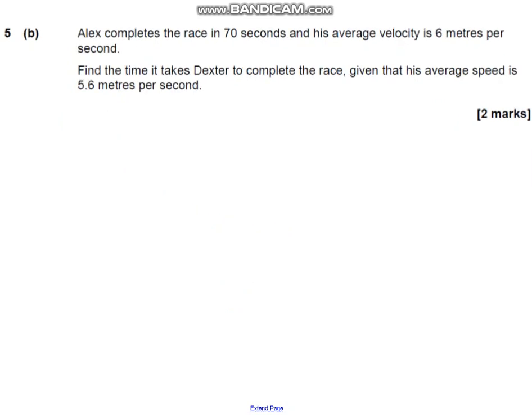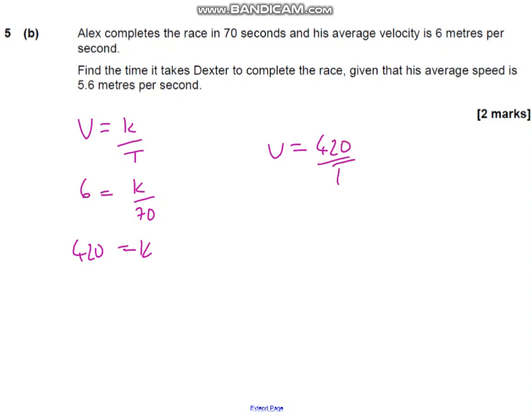If Alex completes the race in 70 seconds, remember from what we were told previously, it's inverse proportion, so V equals K over T. Alex completes the race in 70 seconds at velocity 6 meters per second, so 6 is equal to K over 70, and so 420 is equal to K, and so that means that V is equal to 420 over T, and so for Dexter it's going to be V is equal to 420 over 5.6, and that works out to be 75 seconds.